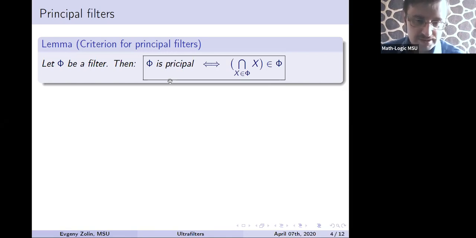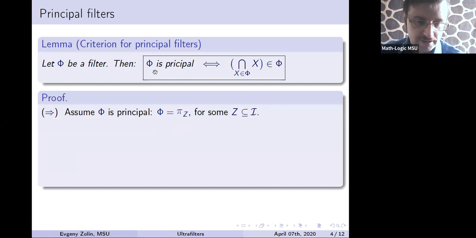This lemma is a simple exercise, in fact. If phi is a principal filter, so it is of the form pi Z for some fixed non-empty set Z, then this Z will be exactly the intersection of its elements.